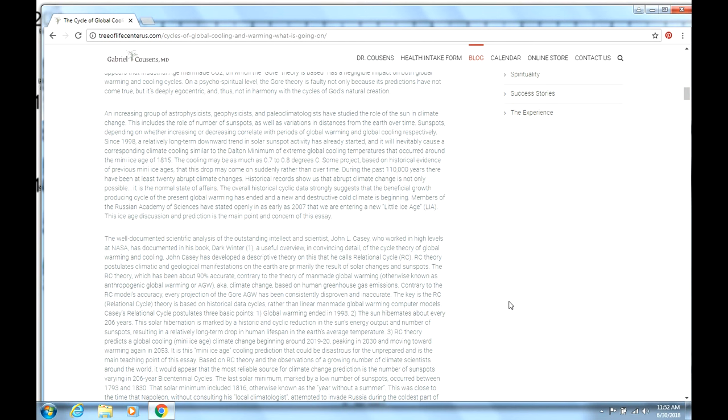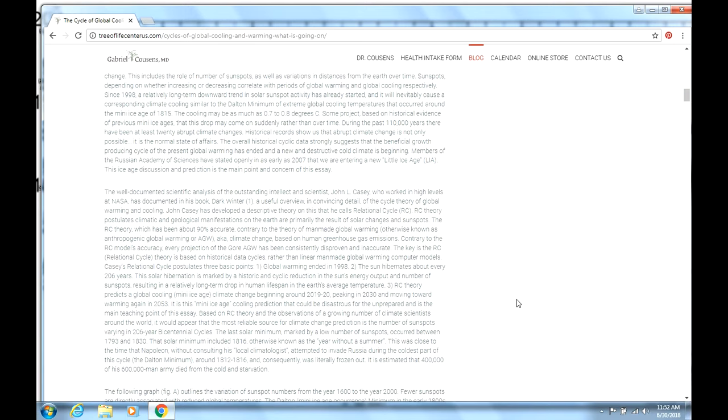It is this mini ice age cooling prediction that could be disastrous for the unprepared and is the main teaching point of this essay. Based on the RC theory and the observations of a growing number of climate scientists around the world, it would appear that the most reliable source for climate change prediction is the number of sunspots varying in 206-year bicentennial cycles. The last solar minimum, marked by a low number of sunspots, occurred between 1793 and 1830. That solar minimum included 1816, otherwise known as the year without a summer.